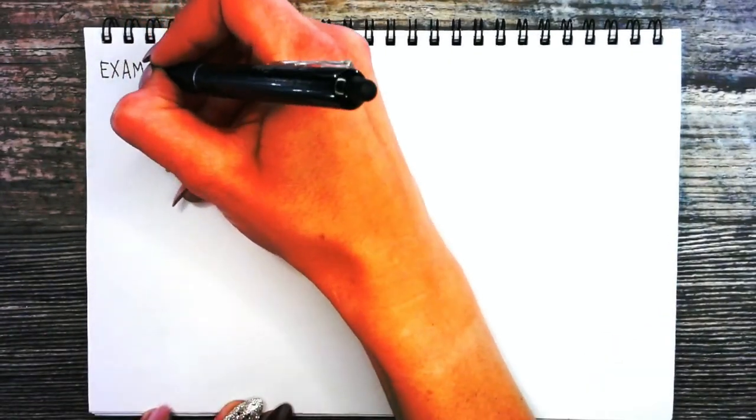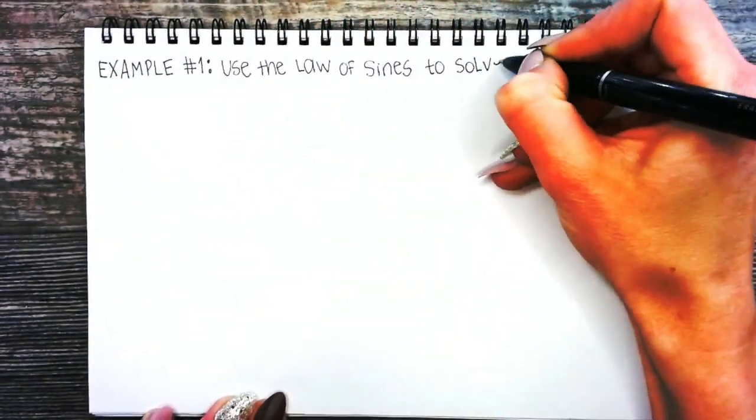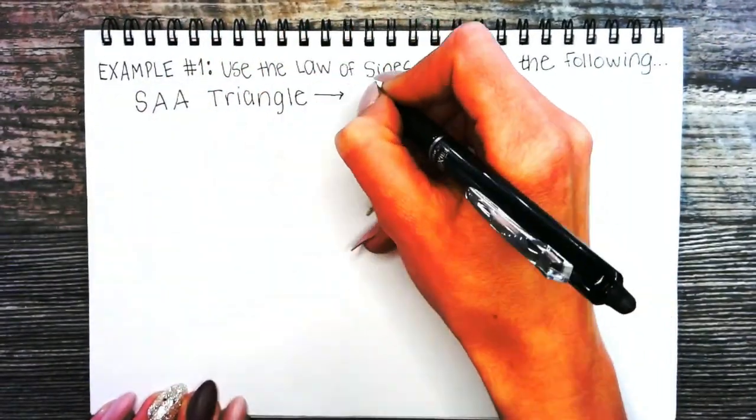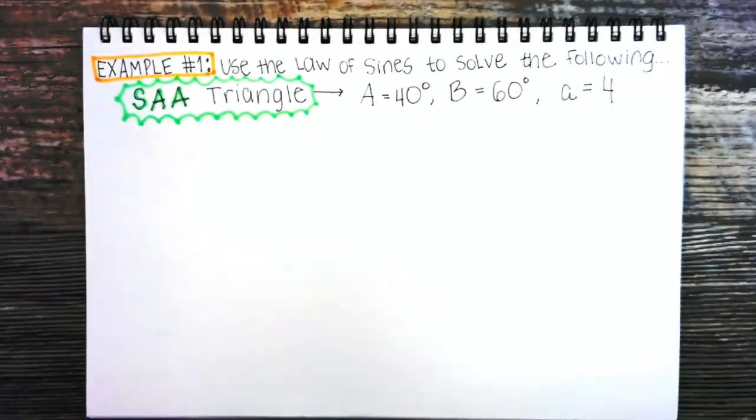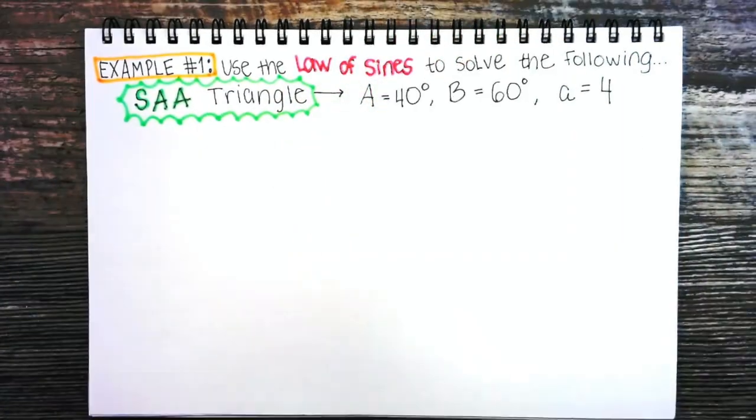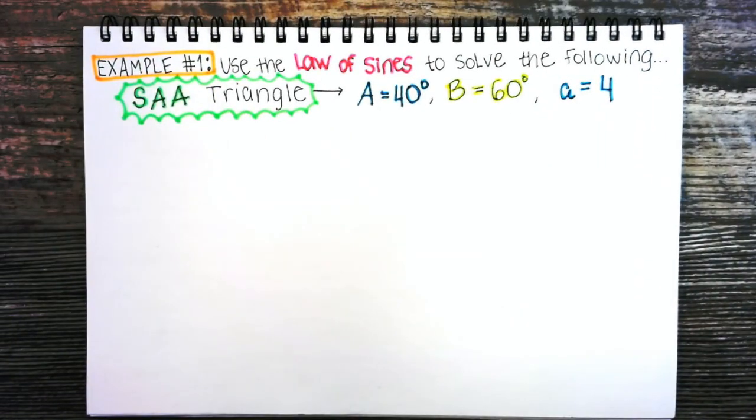Example 1. Use the law of sines to solve the following side, angle, angle triangle. We're given angle A is 40 degrees, angle B is 60 degrees, and side A is 4. Even if I didn't tell you if it was capital or lowercase, by using the units of degrees on the first two, you should know that those are angles.